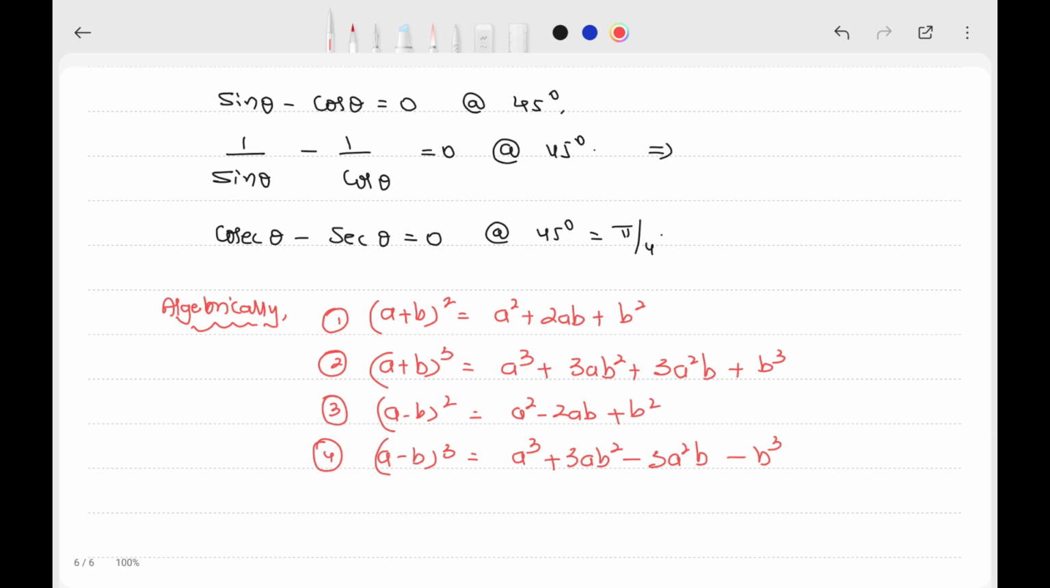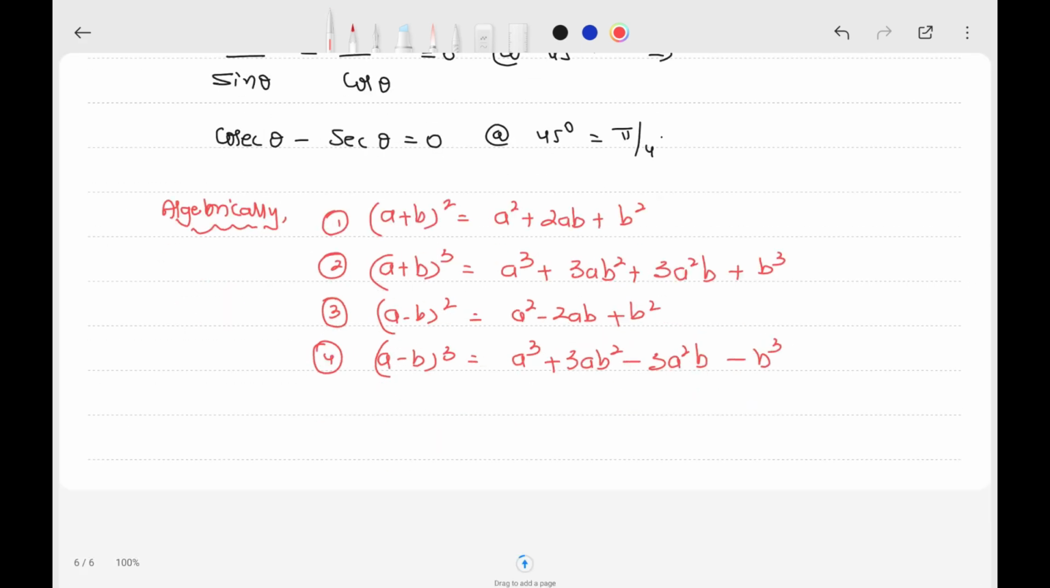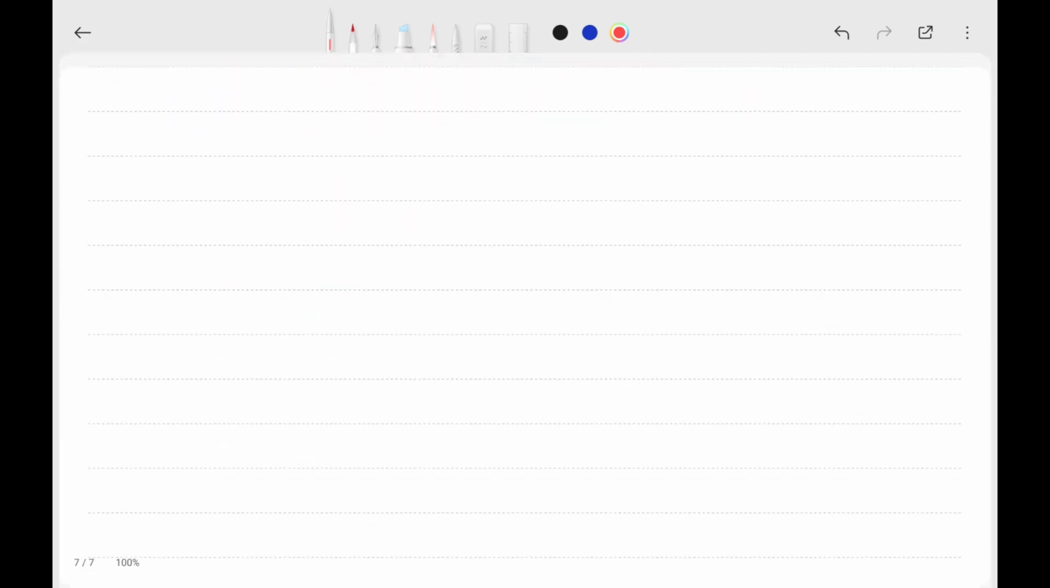Then, from the above, we can further extend. Fifth equation, let us write. a square minus b square is equal to (a plus b) into (a minus b). Then what will be the value of a cube minus b cube? Remember, what is the value of a cube minus b cube?